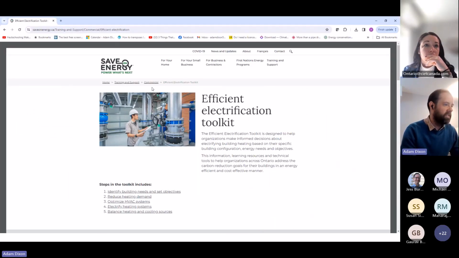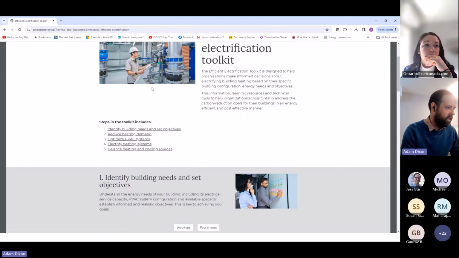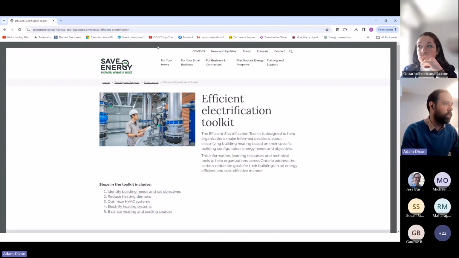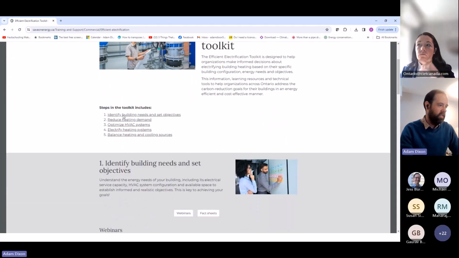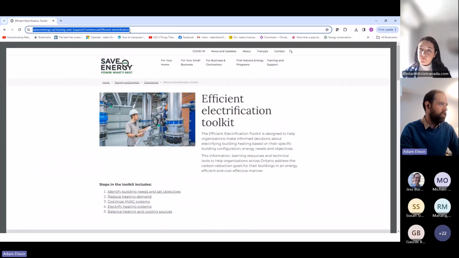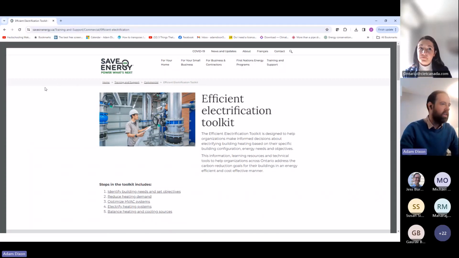It is up on the Save on Energy website. There is the 5-step process, as well as some of the tools that are currently available to you to follow this process. It is an ever expanding toolkit, so I would recommend checking back in. What is here today will not necessarily be there next week, so I would make sure you check it. And if someone can post that link in the chat, that's where you can access a lot of these tools.